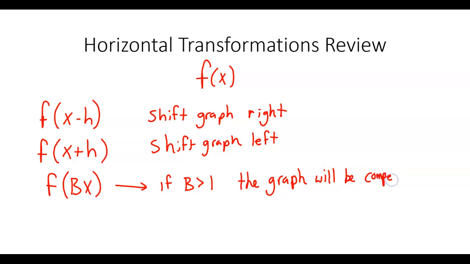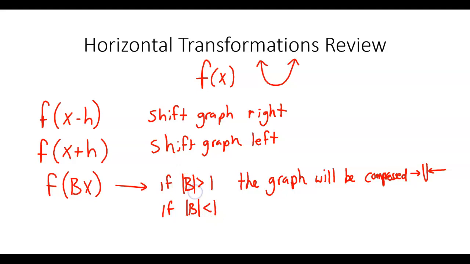So what do I mean by that exactly? Well, let's just say that the function f looks like a parabola. If you multiply the x by a number bigger than 1, it's going to make your graph look skinnier. It's going to compress it horizontally.